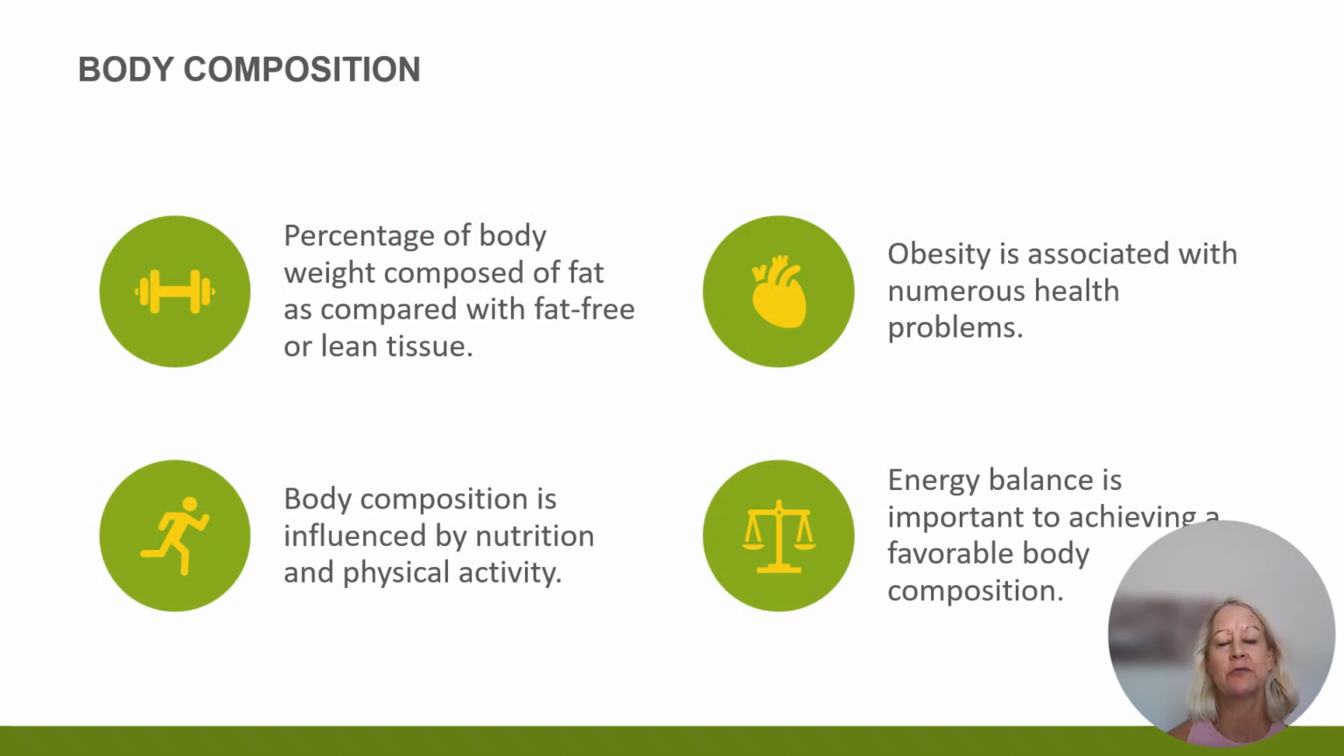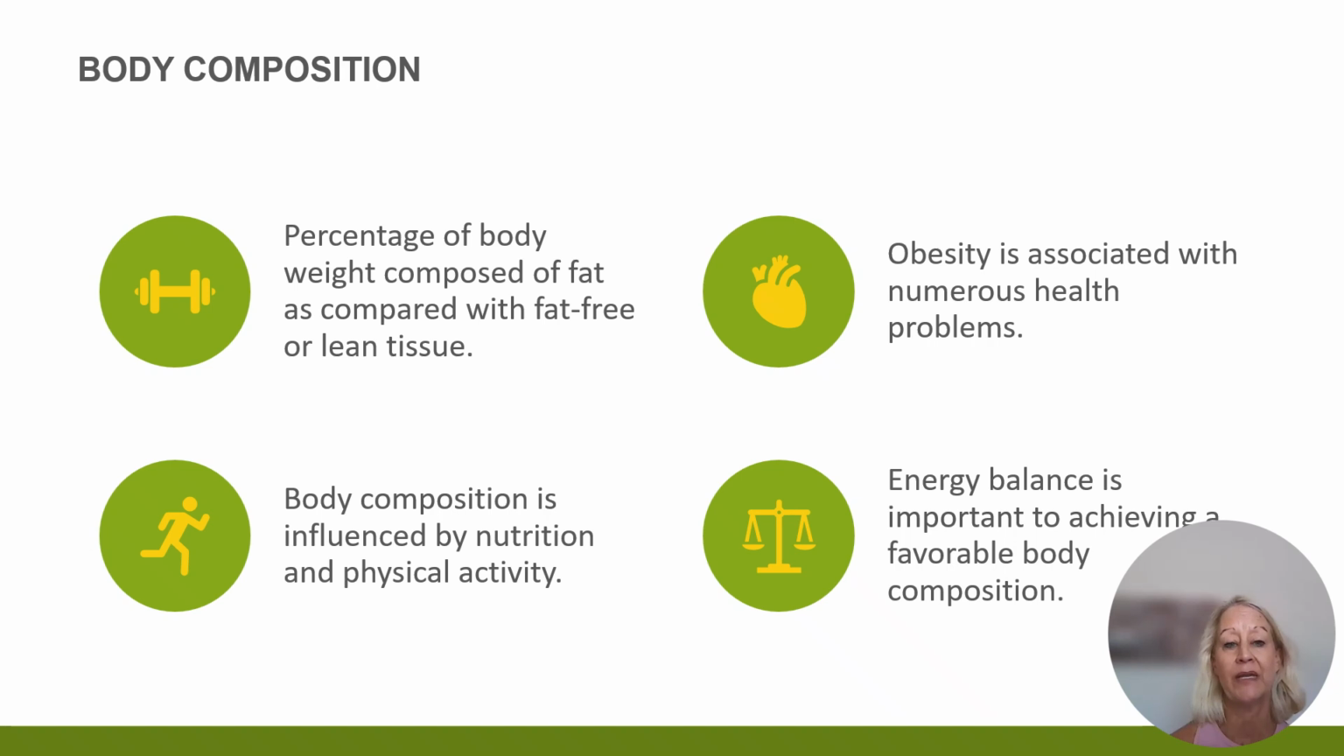Now, body composition refers to the percentage of your body weight that is made up of fat compared to fat-free or lean tissue, which includes muscles, bones, organs, and fluids. Understanding body composition is important because it gives a clearer picture of health than just body weight or BMI alone. Why does it matter? Excess body fat, especially around the midsection, is linked to serious health issues like heart disease, diabetes, high blood pressure, and certain cancers. Obesity is a condition where body fat reaches an unhealthy level, and it's associated with numerous health risks.